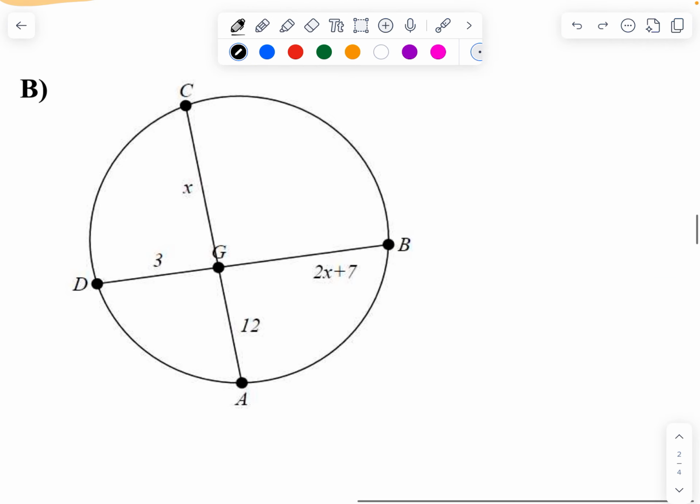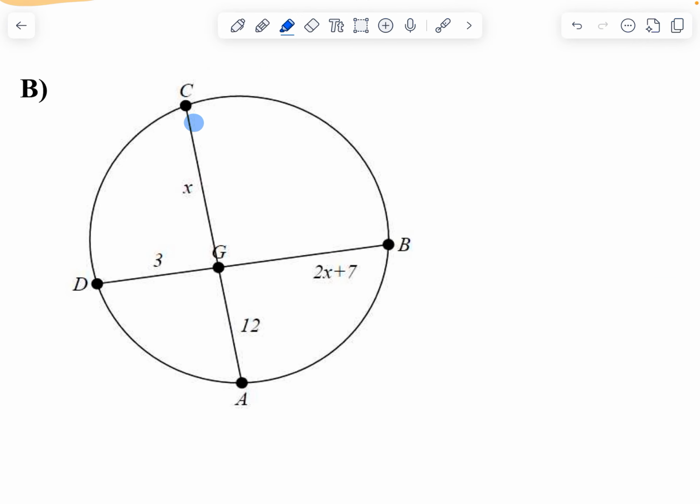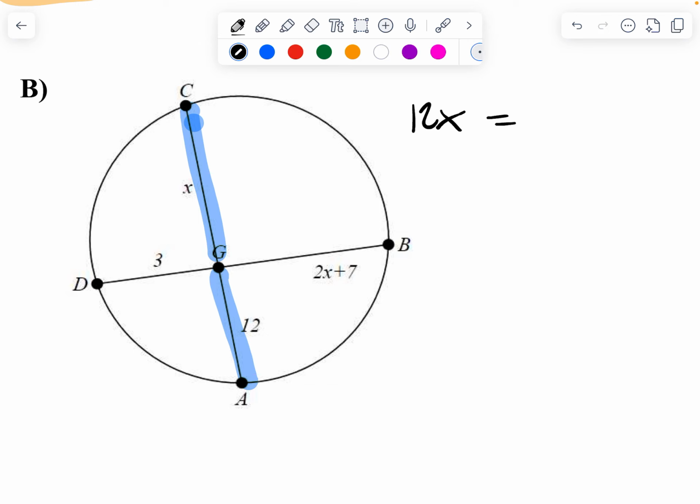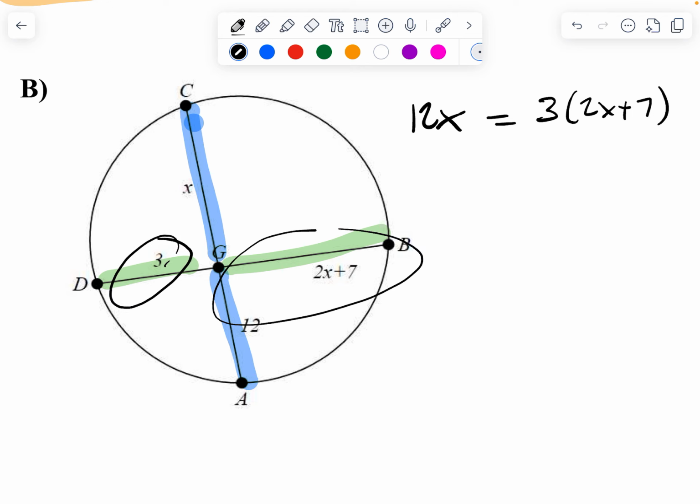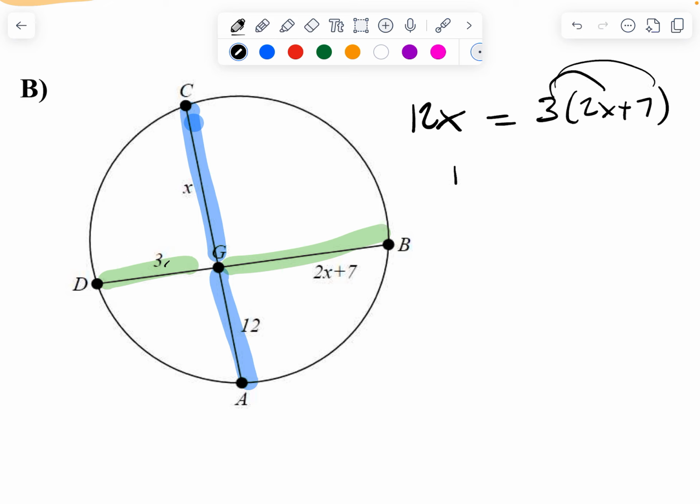So same thing with this one. We'd say, okay, smaller length times larger length, so 12x, which I think in the diagram 12 might be a little smaller, but that's okay because multiplication is commutative. It goes both ways. Equals small times large, so 3 times (2x + 7). I put parentheses because you need them. You're multiplying the smaller by all of the larger length, not just part of it. You need parentheses to notate that.